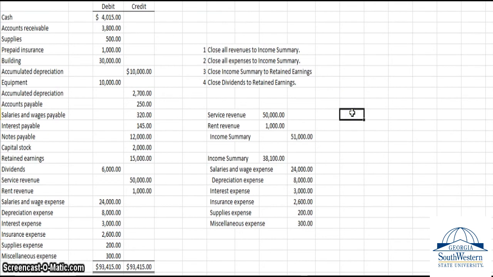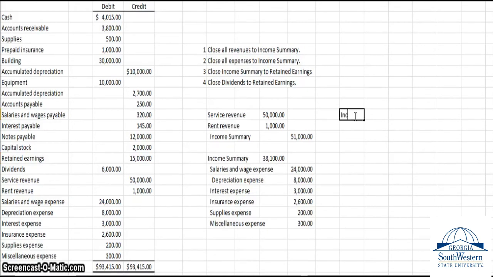I'm going to come over here and do step 3. So again, to figure out how much income summary has in it, we need to look at these 2 entries. We've credited it for $51,000. We've debited it for $38,100. Well, obviously your credits are larger than your debits, so we have more revenues than expenses. We had net income this year. And if you had your income statement, you could verify that. And obviously our net income is equal to $12,900, the difference between the $51,000 and the $38,100.